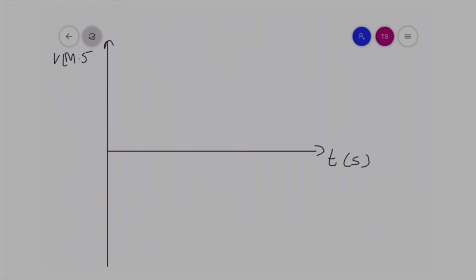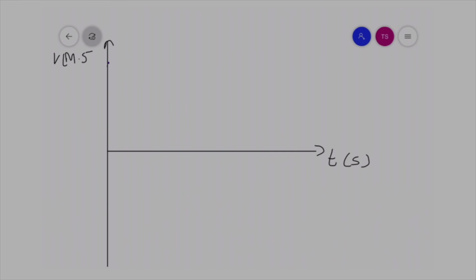Now let's start with stone A. We know the initial velocity of stone A to be 12 meters per second, right? Which I will just put over here. I'll say this is 12 meters per second.